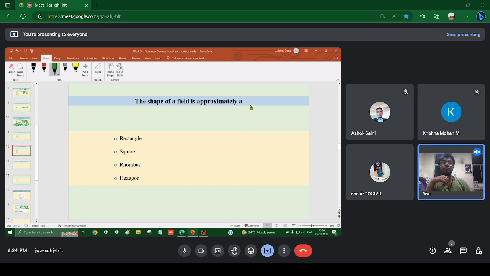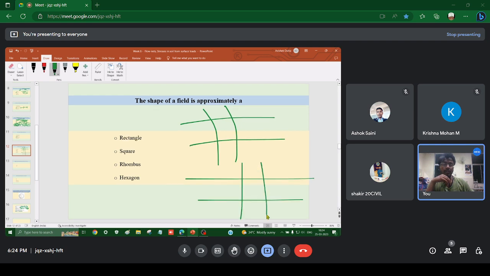Yes. If these are the two flow lines and these are the two equipotential lines, it might look like a rhombus because the flow line is curved, but had the flow line been straight, it is a square. Okay, so square will be the answer. This is a field, right? These are flow lines, these are equipotential lines, these two. This is the field.